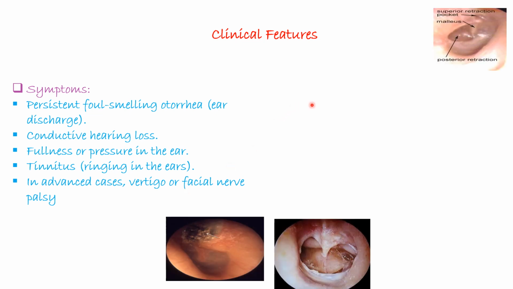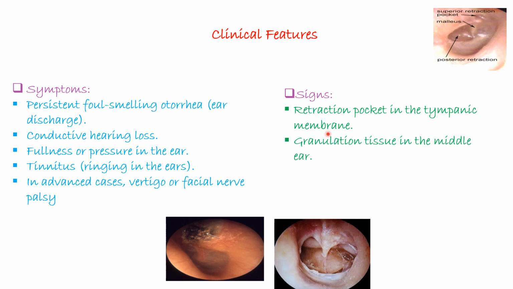In terms of signs, when you have examined the patient, you're going to see retraction pockets in the tympanic membrane, as you can see in the above image. If you remember the pathophysiology we talked about, you can see granulation tissue, as seen in this image, in the middle ear. You can also see a perforated eardrum, and the reason is that it's a sequela of chronic otitis media, and in chronic otitis media you usually have a perforated eardrum. Next, you can also have ossicular erosion on imaging.